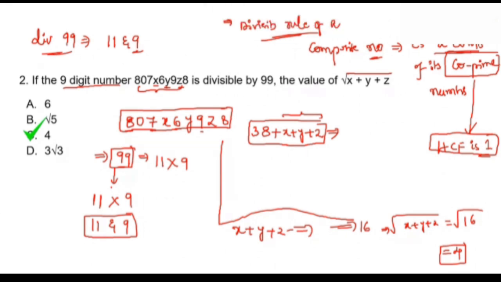Then this number will also be divisible by 9. Yes, x plus y plus z. Now I'm determining x plus y plus z values. This can be 7. But in the answers, do I have root 7 as the answer? No.